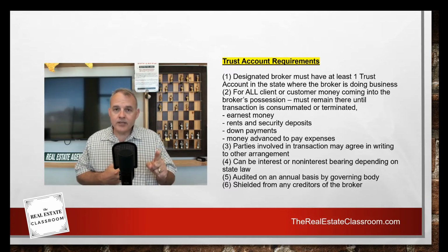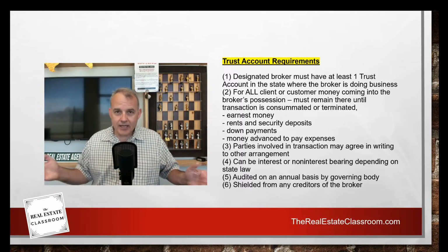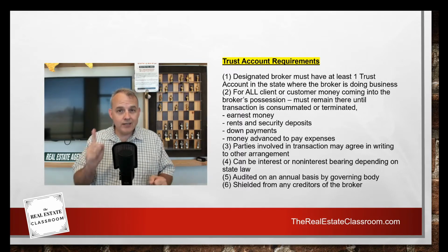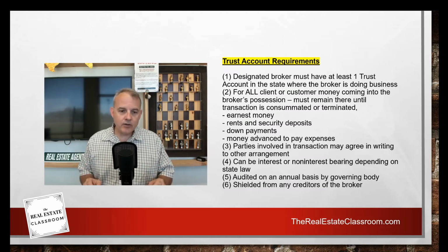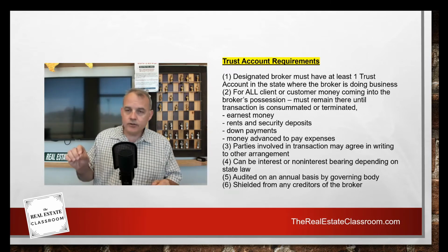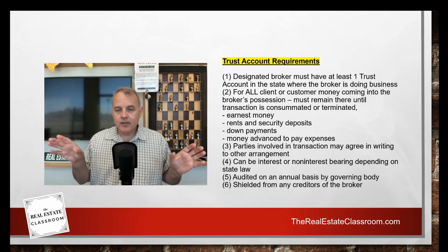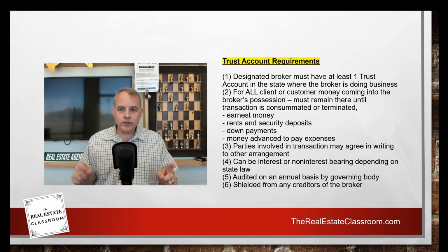Now, that designated broker could have associate brokers that work underneath them. There can be managing brokers. There can be branch manager brokers, but there's only one designated broker. And at a minimum, every designated broker must have one trust account. As I said, you don't have to know this, but some states require the broker to have a trust account for their sales division, and then another trust account for property management. But what you need to know is one designated broker, one trust account.